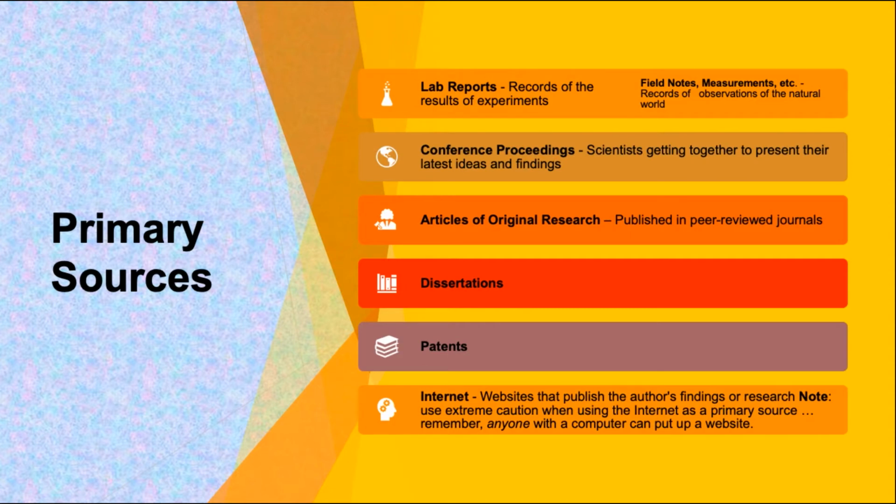Then you find their latest findings and ideas, articles of original research published in peer-reviewed journals, dissertations, theses, patents, and internet websites that publish the author's findings of research. You should also use extreme caution when using the internet as a primary source. Remember, anyone with a computer can put up a website, so that information may not be valid anymore or could have some doubt. So if you want to use the internet, you have to be very critical.